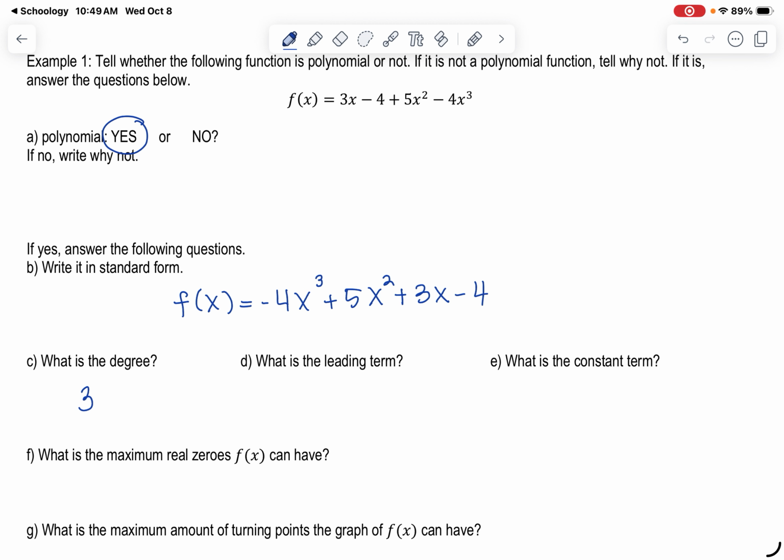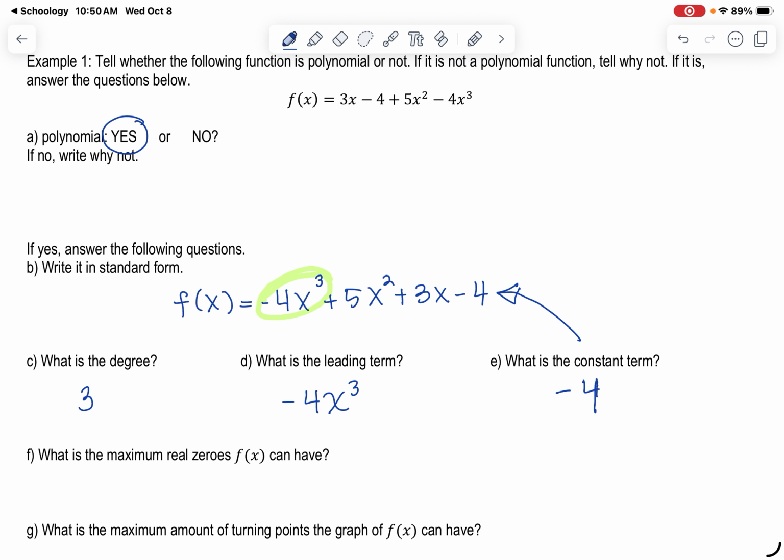The leading term is not just the coefficient. The leading term is the one that is written first once it is in standard form. So that would be negative 4x cubed. The leading coefficient is the number on that, but the leading term is the entire term. What's the constant term? That's negative 4, and that's this one right here. So I want to point out that it's not the leading coefficient. It's that term that has x to the 0 power on it, which we don't write.